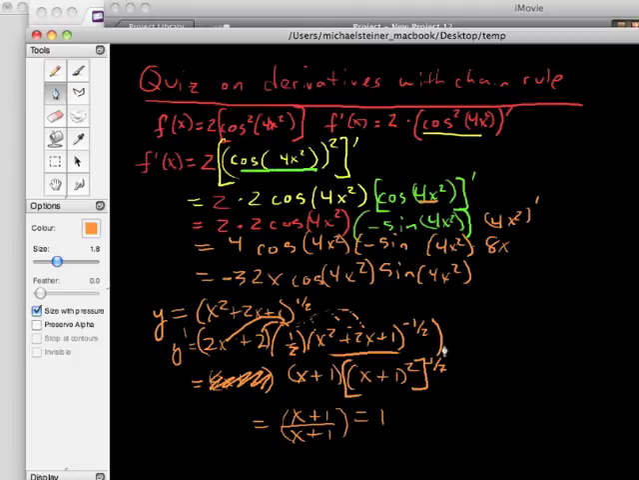And you could have seen that right away if you had unfoiled what's in the parentheses here, and taken the square root. You would have seen it's an easy derivative to take. Okay.